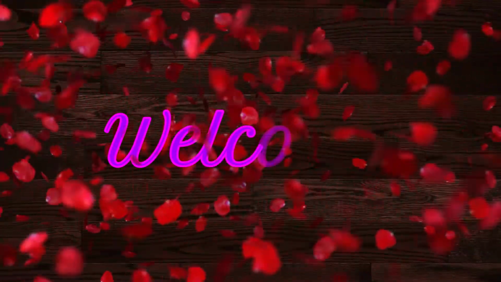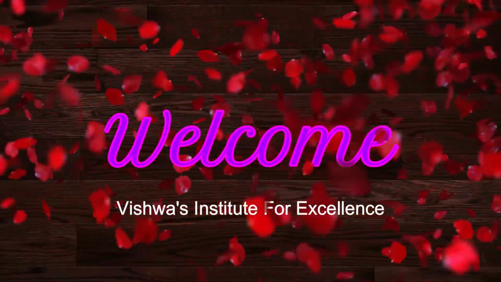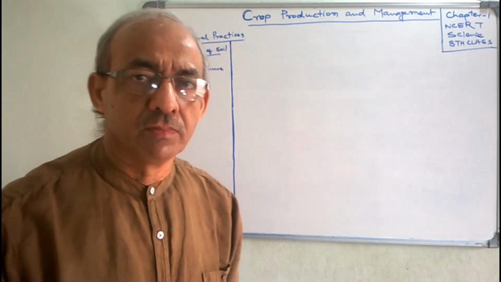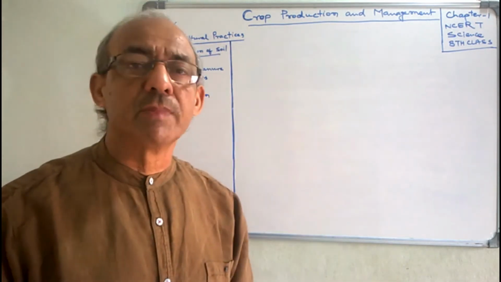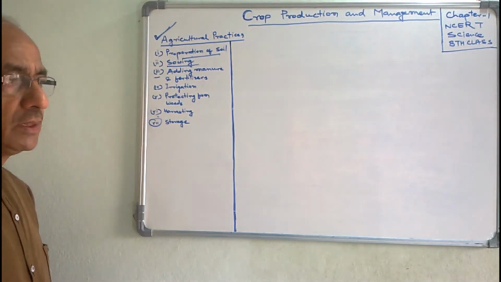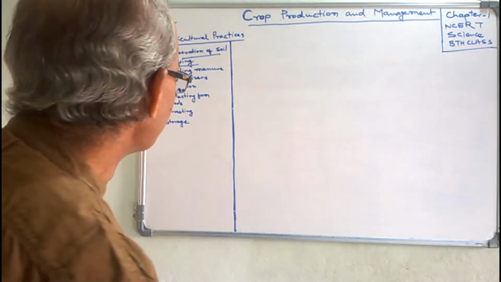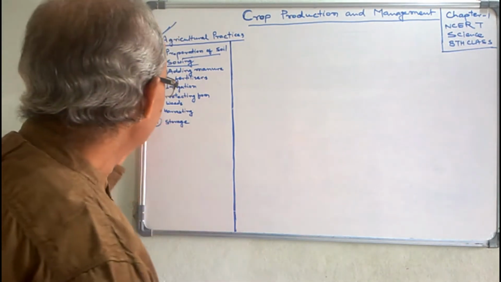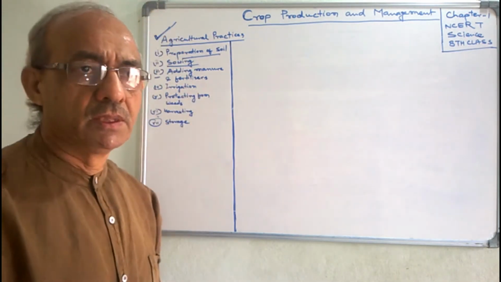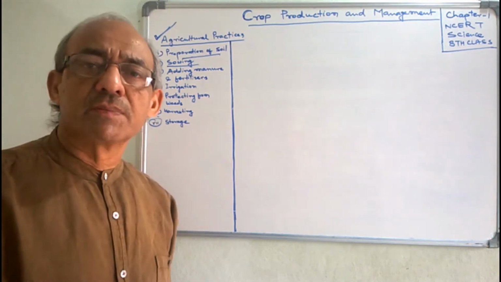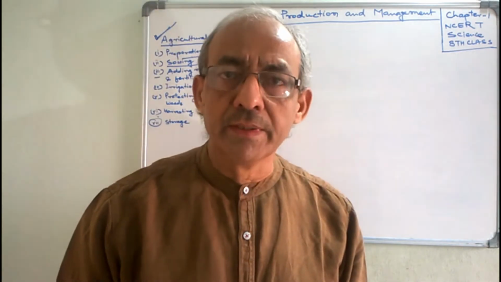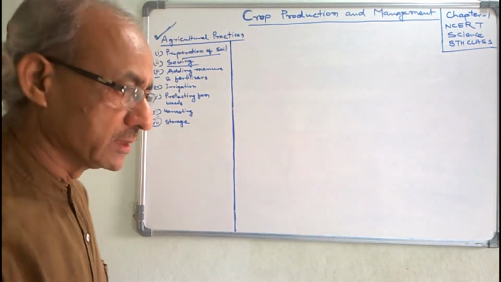Hello students, welcome back. In this session, under your first chapter, that is crop protection and management, we are going to discuss weeds and how to protect the crop plants from the weeds. This is the fifth step of agricultural practices. Up to the fourth step of agricultural practices, we have already covered in the last sessions.